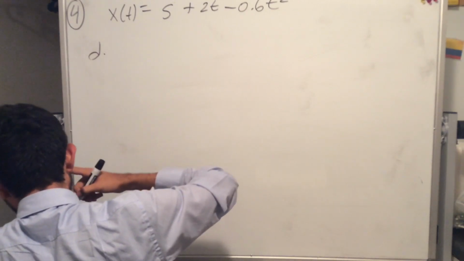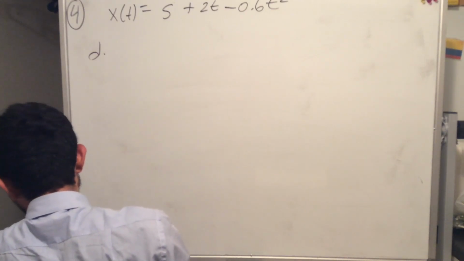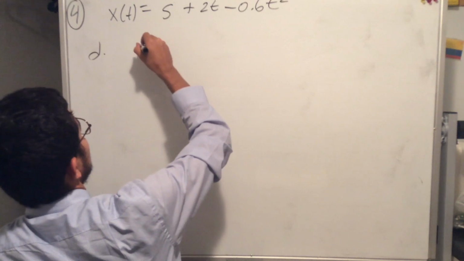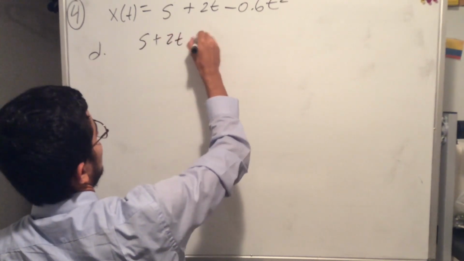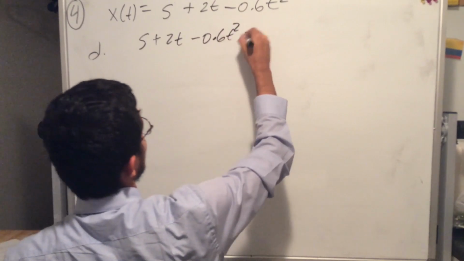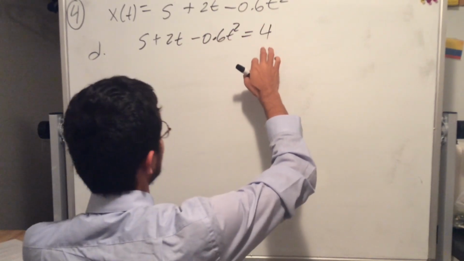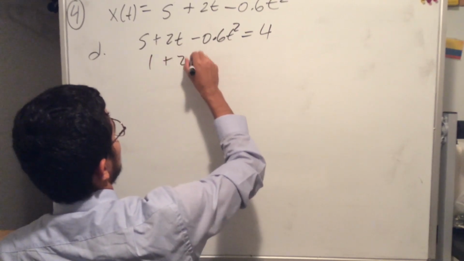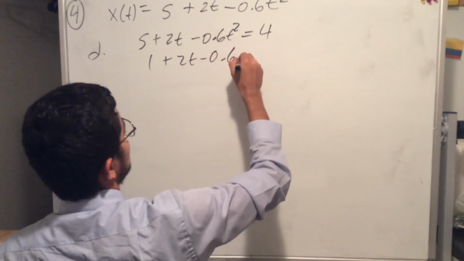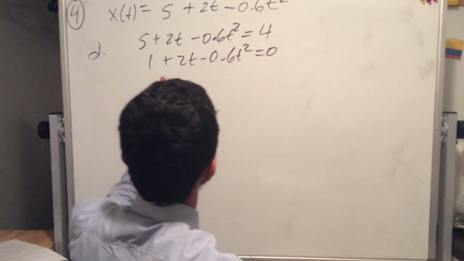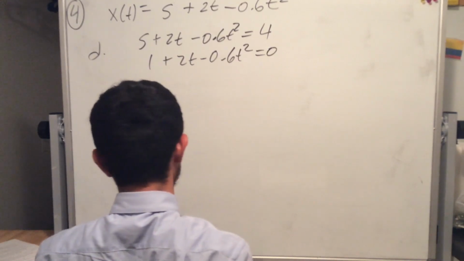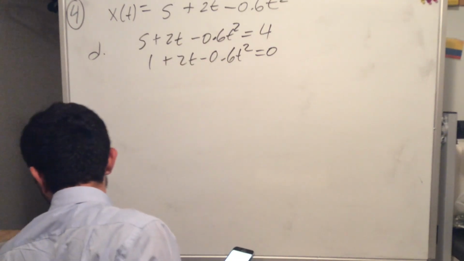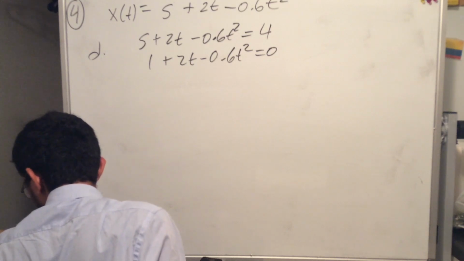So for part D, what time is the object located at a position of plus 4 meters from the origin? So we just have to set the position function 5 plus 2t minus 0.6 t squared equal to 4. So positive 4, right? Don't forget that. And then we get a quadratic function. So we get 1 plus 2t, we bring that to the other side, minus 0.6 t squared equals 0. We can find the zeros of this quadratic. So you can go ahead and use your graphing calculator to find the value of t, the time when the position is plus 4 meters.